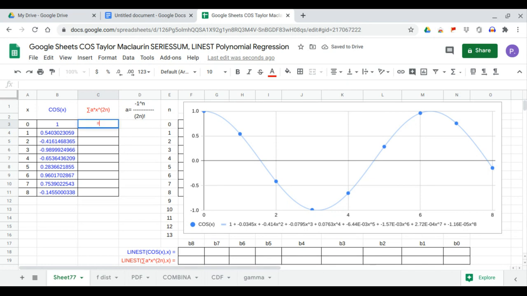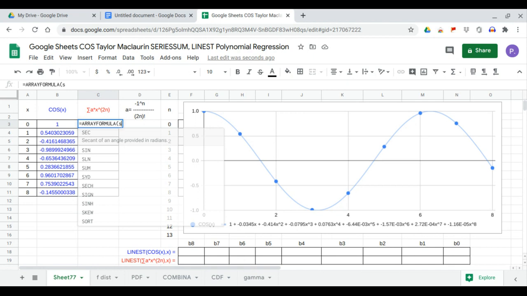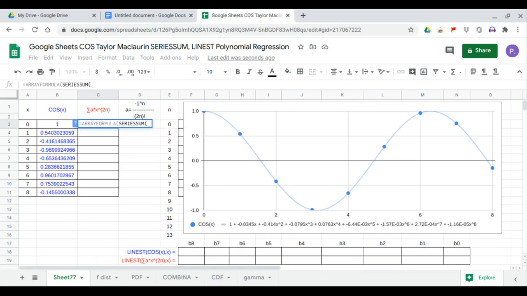Now we can enter the Taylor Maclaurin series sum, which is array formula, series sum of the x values raised to the power starting from 0. 2 times 0 is 0 because n equals 0. So 0. Incremented by, next is 2 times 1. So 2, 4, 6. So incremented by 2. And the coefficient will be this range.